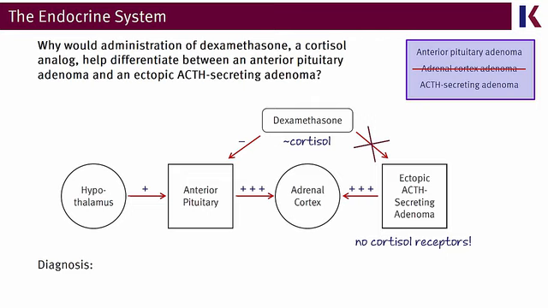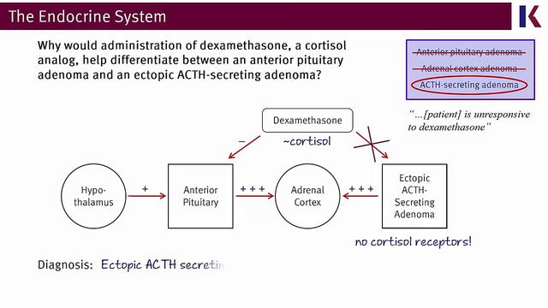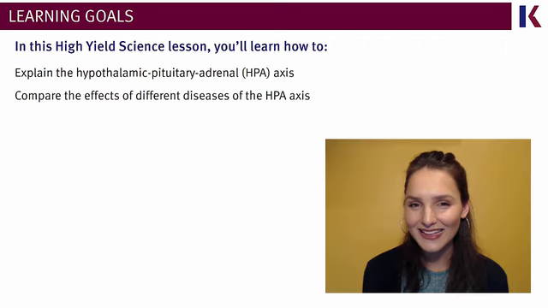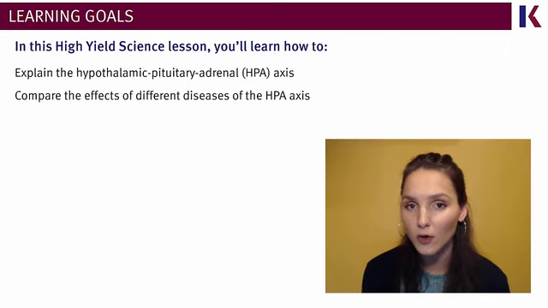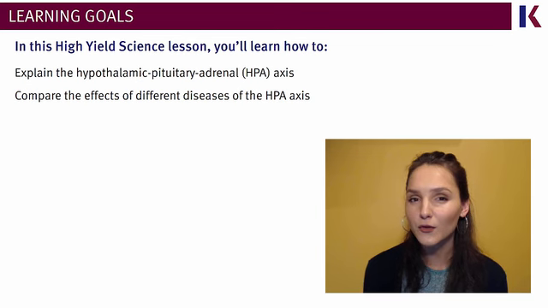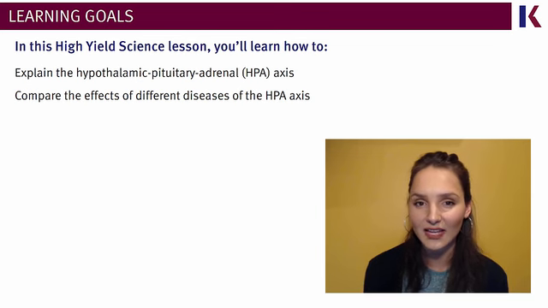To bring this home, in the question stem, we're told our patient is unresponsive to dexamethasone. This allows us to eliminate the anterior pituitary adenoma as our potential diagnosis, leaving us with the ectopic source of ACTH as the only remaining option. Therefore, this has to be our final diagnosis. During this lesson, we focused on the HPA axis. We explored its functioning, explored its feedback mechanisms, and we also considered three conditions that affected that axis.